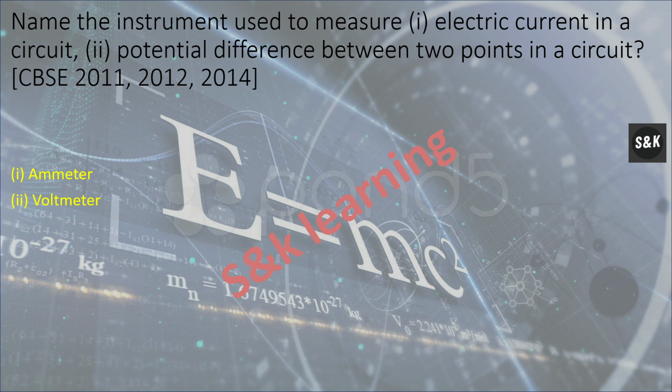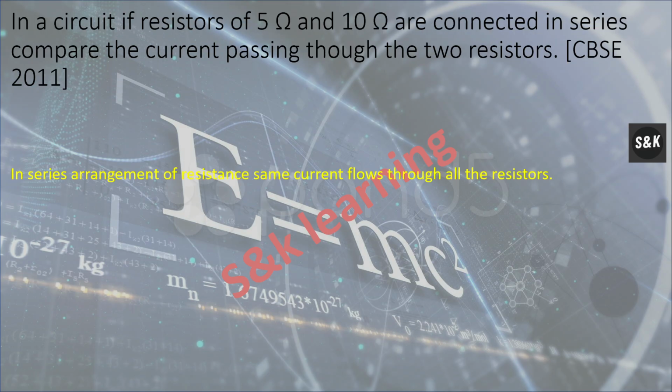Name the instruments used to measure electric current and potential difference. Electric current is measured by an ammeter and potential difference is measured by a voltmeter.